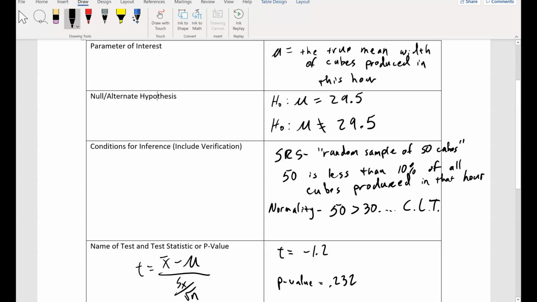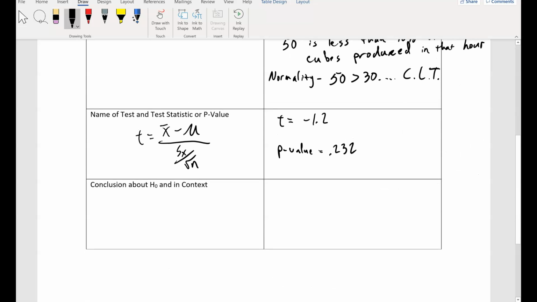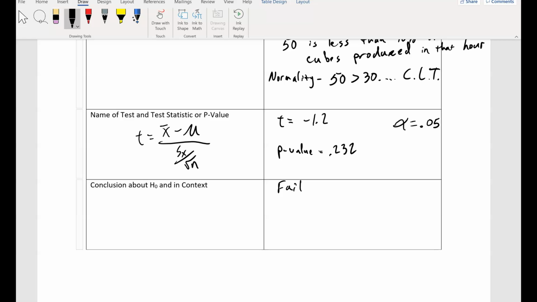And that's all we need to make our interpretation, right? We are going to, in this situation, say that we fail to reject H0. And remember, I don't know if they cited it, but I'm going to use alpha as 0.05 so I can show you how this connects with a confidence interval. We would fail to reject H0.